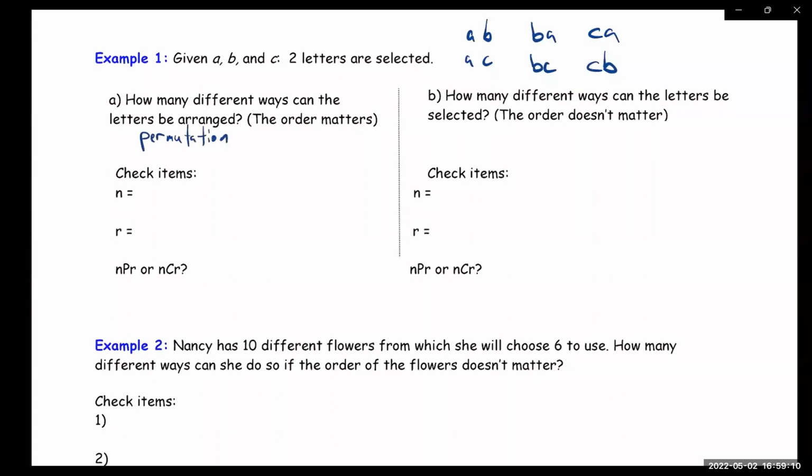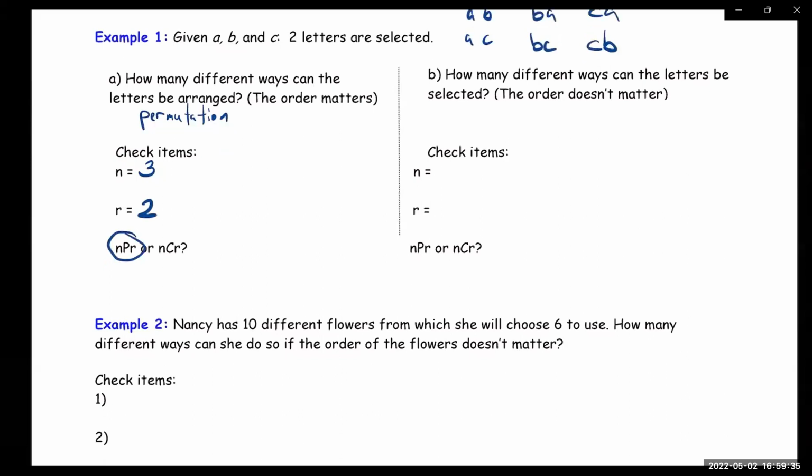All right, so N, anybody know what N represents in this case? How many letters there are to choose from? 3, right? A, B, and C. Yes. And then R represents how many letters you're choosing, so 2. And which of the two do we use? We said it is a permutation, right? Permutation, because it says order matters.